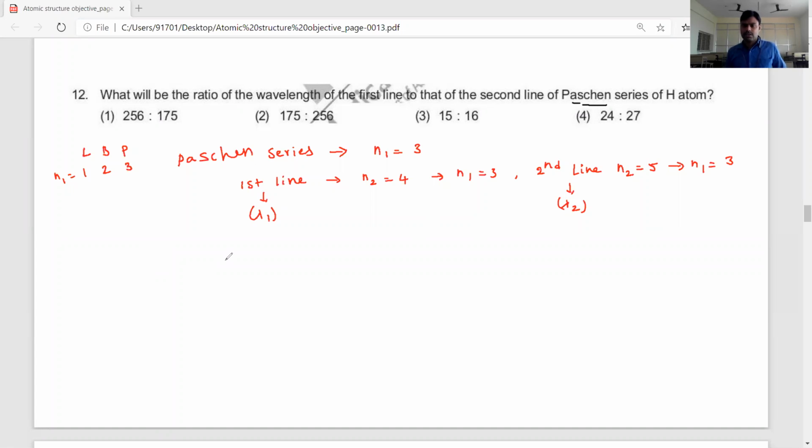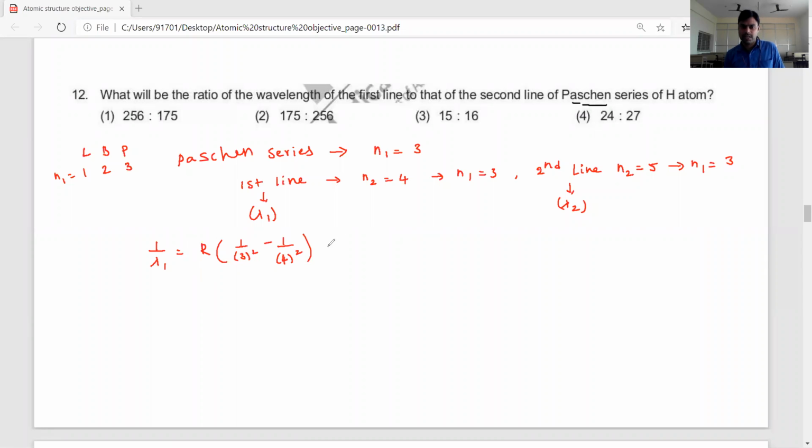For this case, what is the formula? 1 by lambda 1 is equal to R_H or R into 1 by n1 square minus 1 by n2 square, into Z square. Here 1 by n1 square value is 1 by 3 square, and n2 square value is 4 square. For the hydrogen atom, the Z square value is 1 only, so no need to write that.